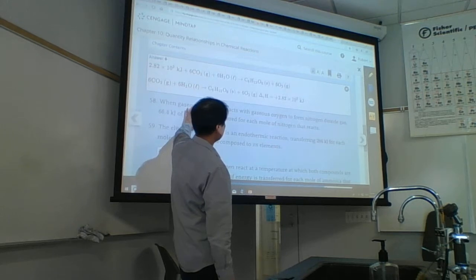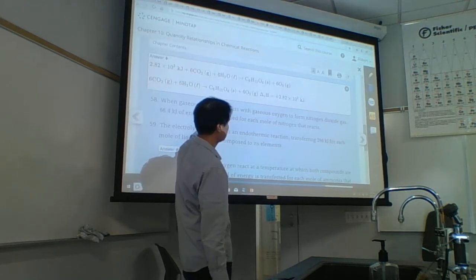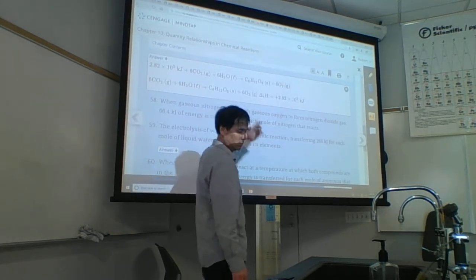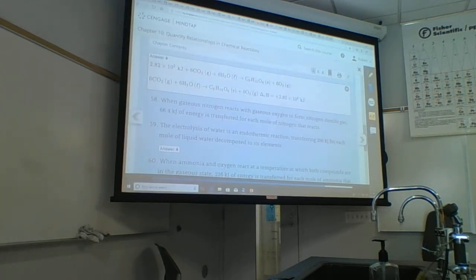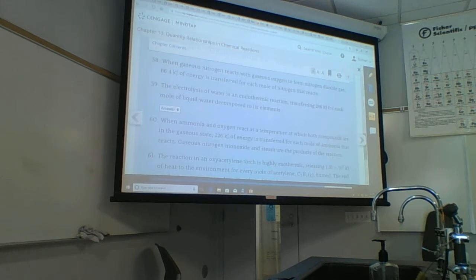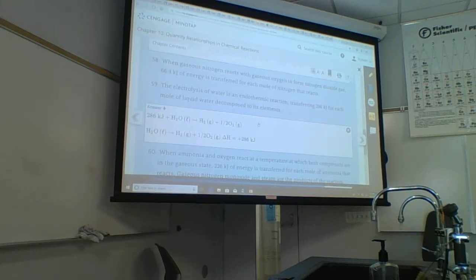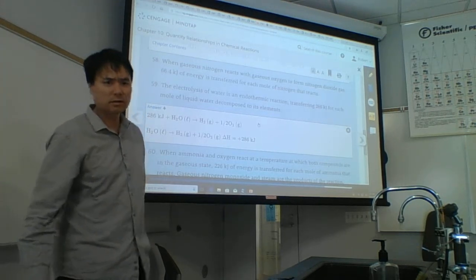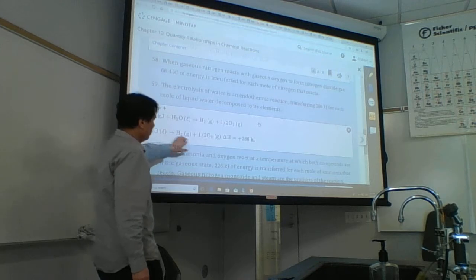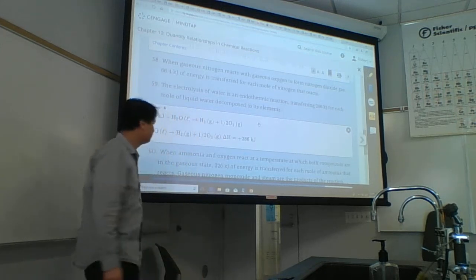Here, they don't tell us if it's endothermic or exothermic. We can't assume this is endothermic. It's probably exothermic. Well, if it's endothermic, then it's the same thing. Energy is a reactant. And so either we put it as a reactant here, or we put the delta H as positive.